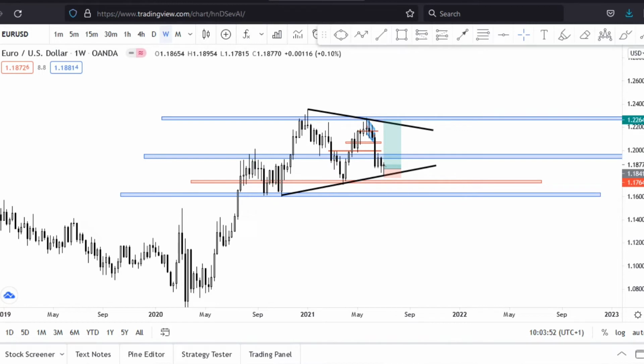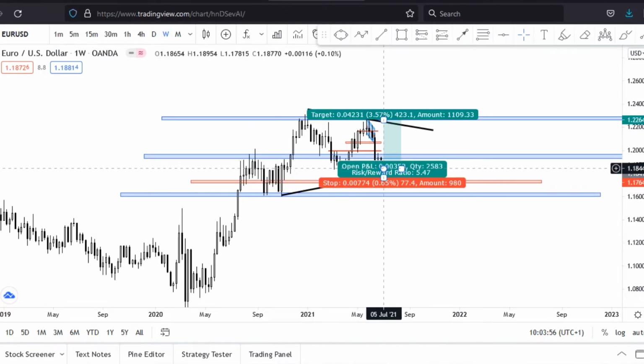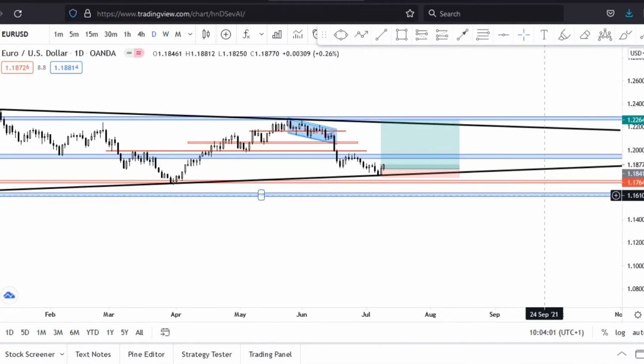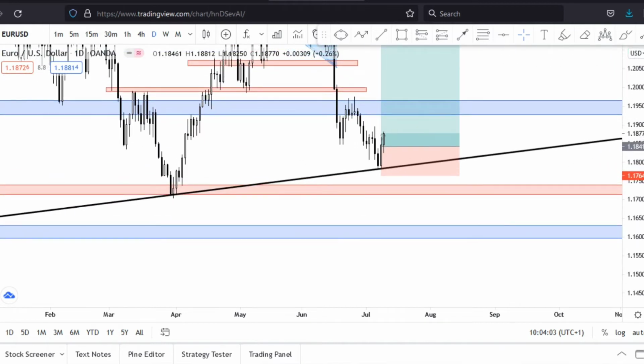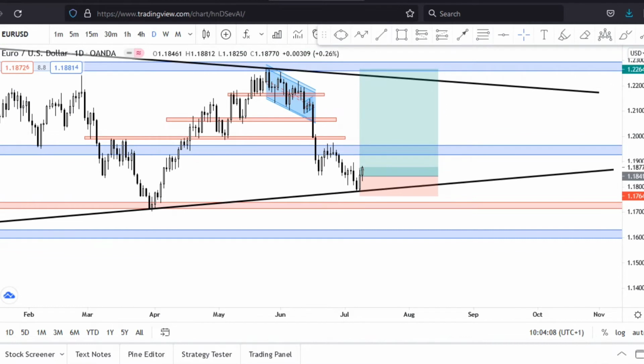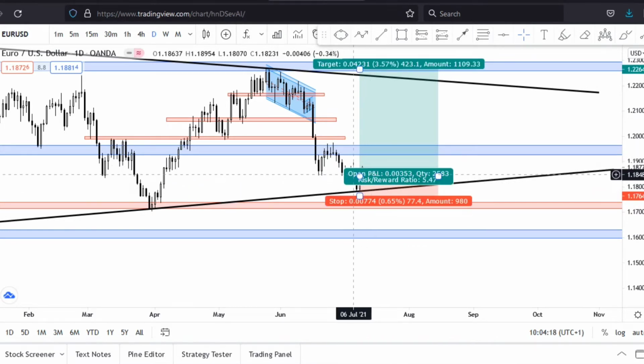So I was able to buy this, and I'm in about 35 pips in profit. If we go to a much smaller time frame, we'll see some opportunities for you to capitalize on as well if you're not already in this trade. So yeah, on the formation of this nice daily engulfing candle, I was able to take my entry.